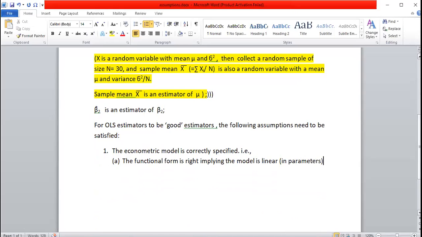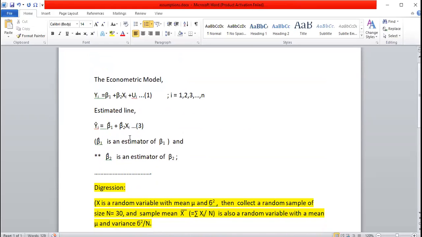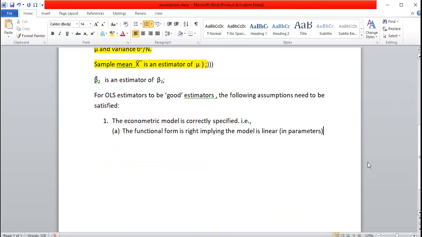So when they say the functional form is right and the model is linear, they are trying to make sure the model is linear in parameters. Here this is linear in variables, y and x, and also linear in parameters. So this kind of model is good. You can estimate it. If you get something like beta 1 plus beta 2 squared xi, that is a nonlinear model.